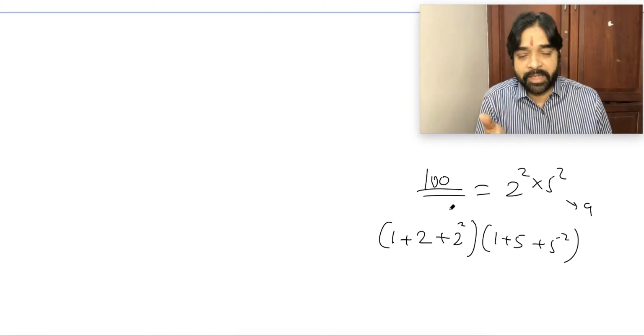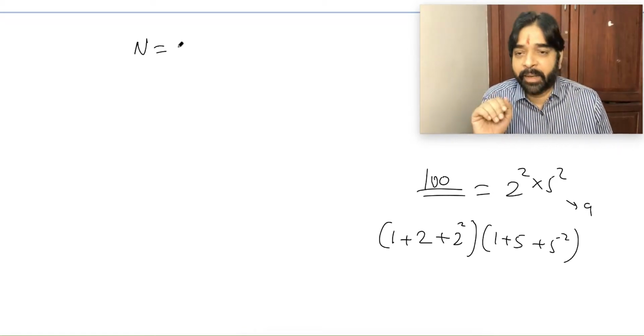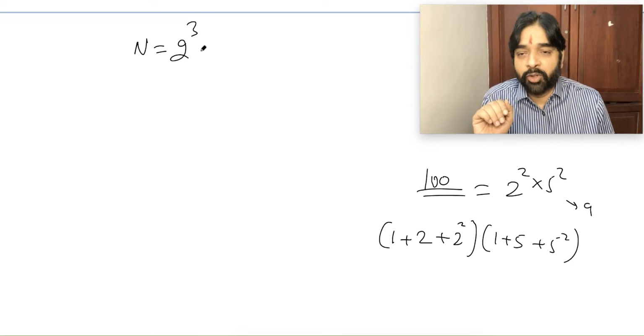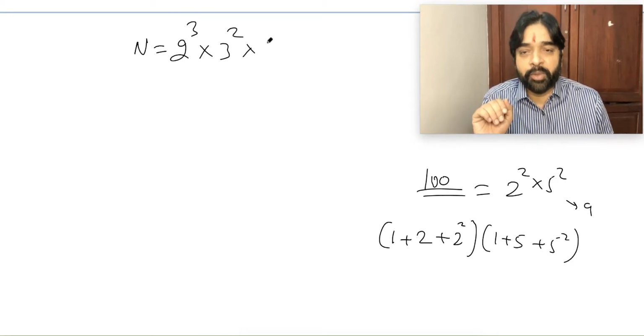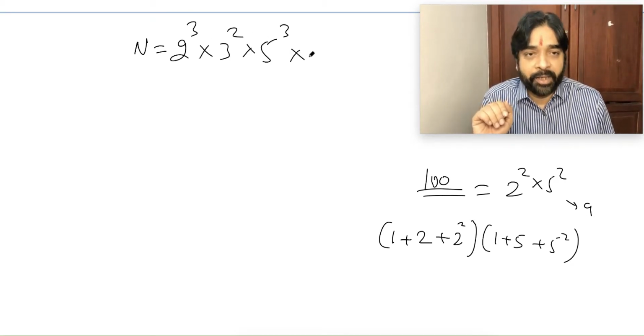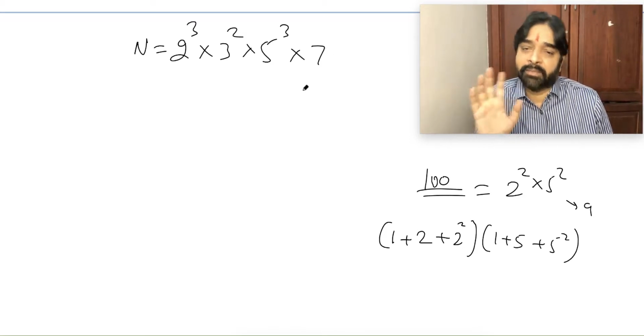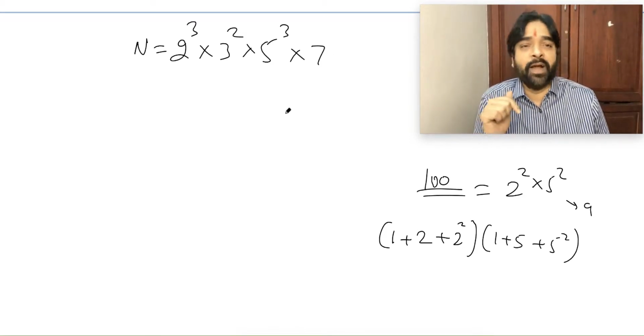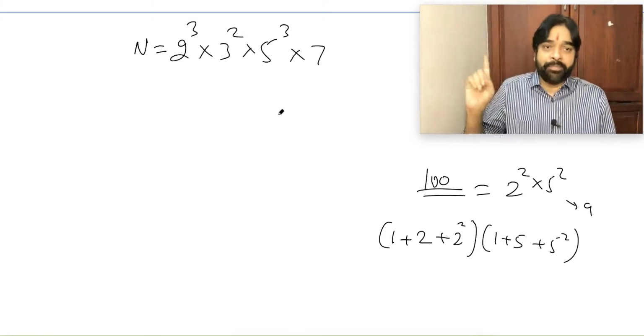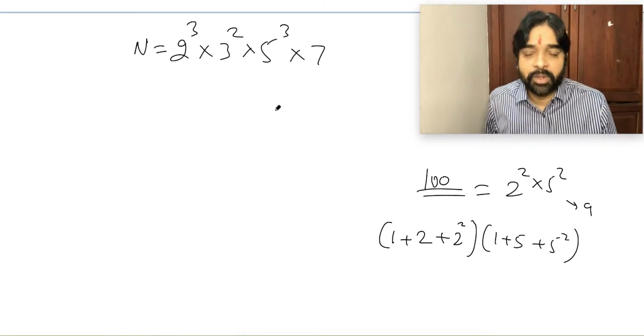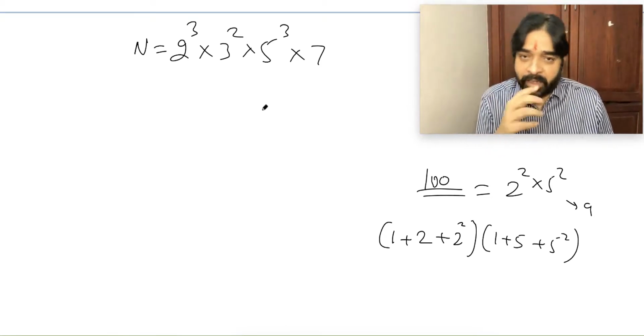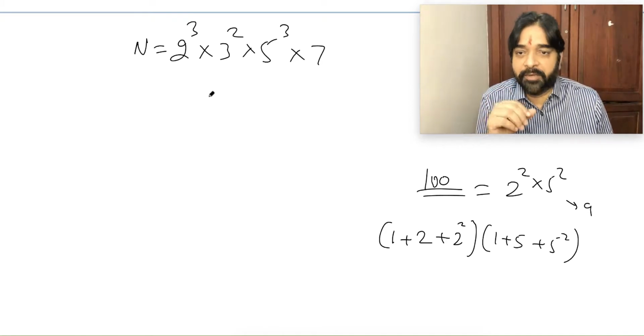This is another way of doing the question. Suppose somebody asks you, listen to me, forget about that container method. I'm giving you another number: 2 power 3 into 3 power 2 into 5 power 3 into 7 power 1. They ask you to find the number of factors. Don't use that selection formula. Go by a different style.